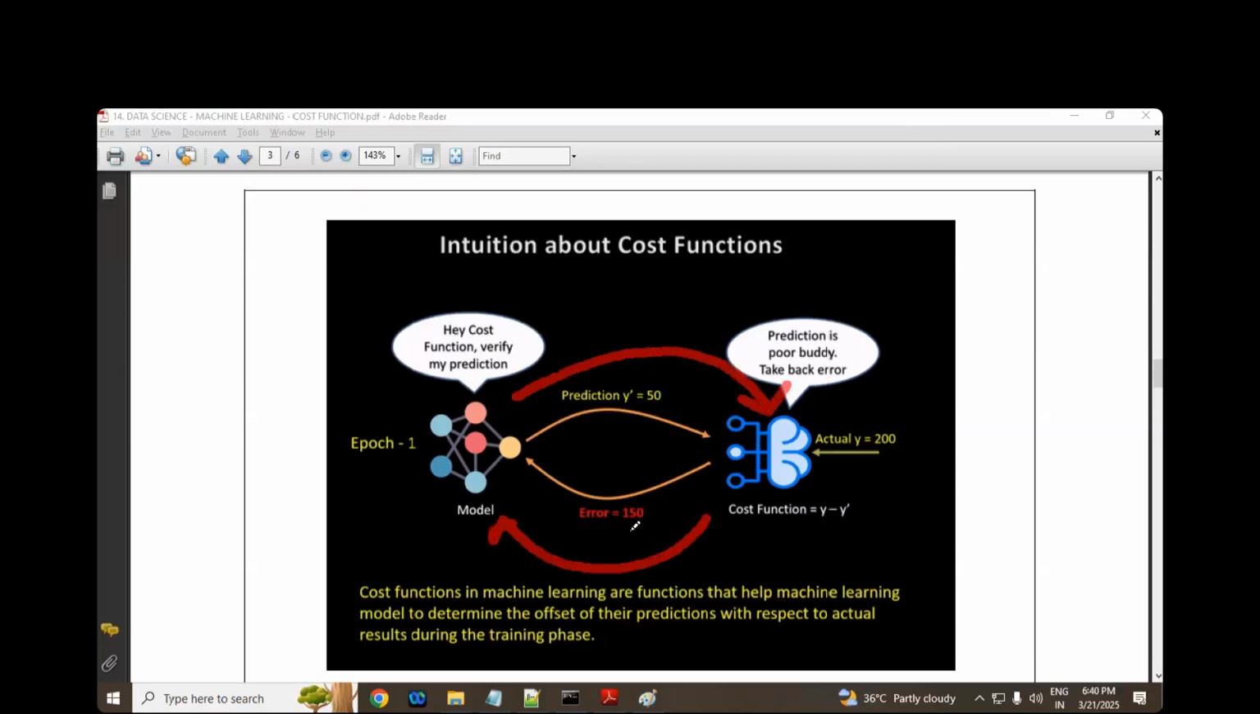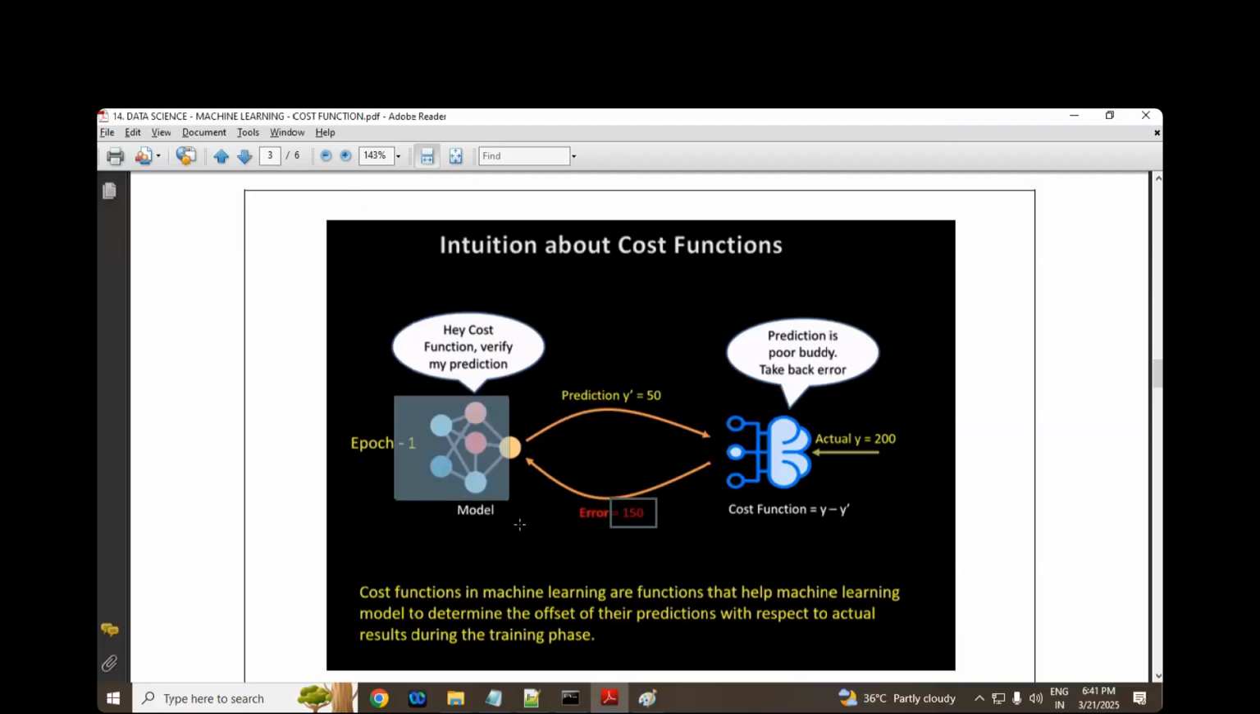Error value to the back, actual. Okay, here is the story. Can you tell me what is the error value? 150, very big error. Go to the next iteration. Okay, the machine learning algorithm will do analysis. 150 means very big error. I need to reduce the error.